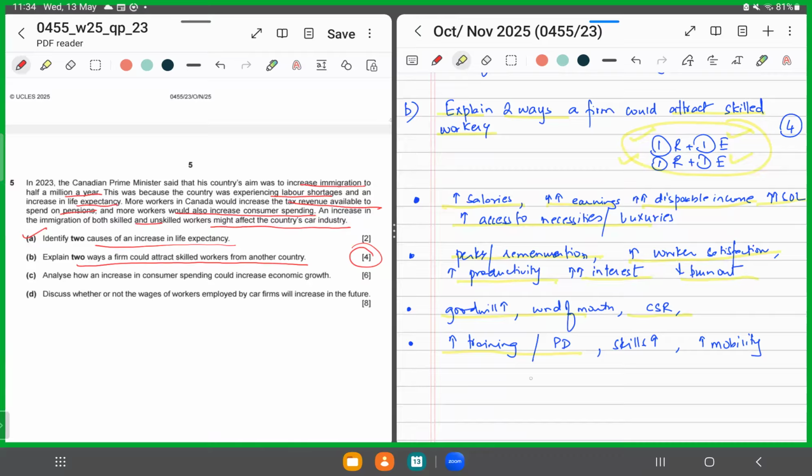If the firm provides sizable training and offers professional development, opportunities for growth, helps employees learn new skills, it would increase their occupational and geographical mobility.